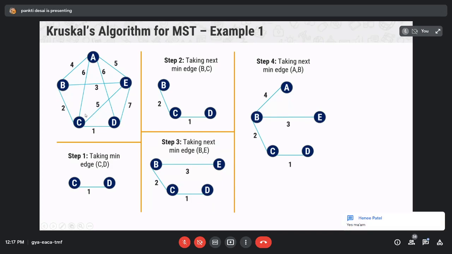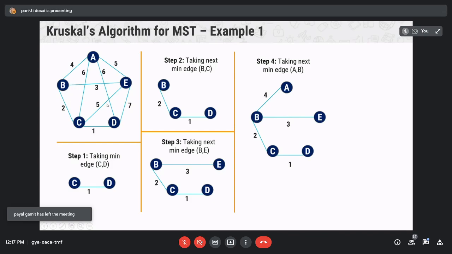Right? Next is CE. CE has a weight 5. Right? But if we select CE, then this will also create a circuit. Right? So we cannot select the edge CE. Right? Next is AC. If we select AC, then this will also create a cycle. Then next is AD. If we select AD, then this will also create a cycle. Then next is DE. If we select DE, then this will also create a cycle, right?